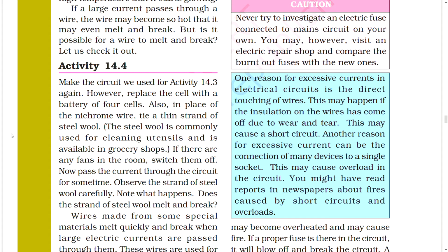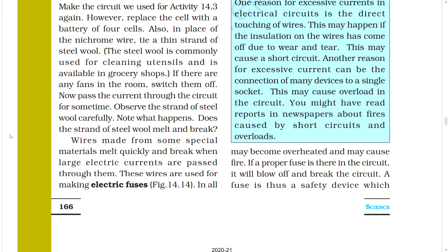Now pass the current through the circuit for some time. Observe the strand of steel wool carefully. Note what happens. The strand of steel wool will melt and break. Wires made from some special materials melt quickly and break when a large electric current is passed through them. These wires are used for making electric fuses.